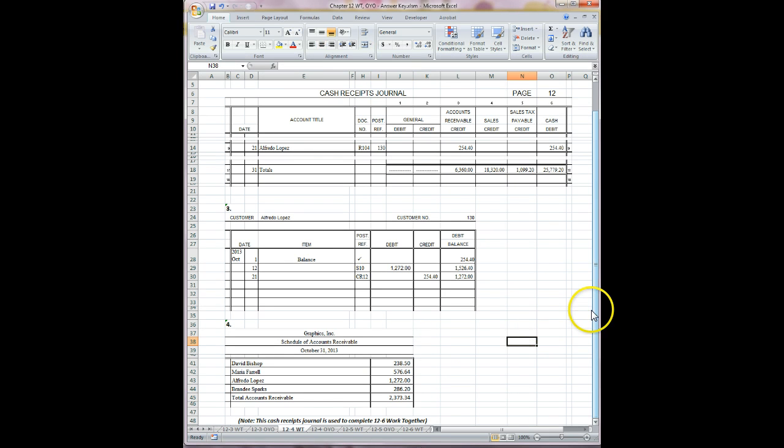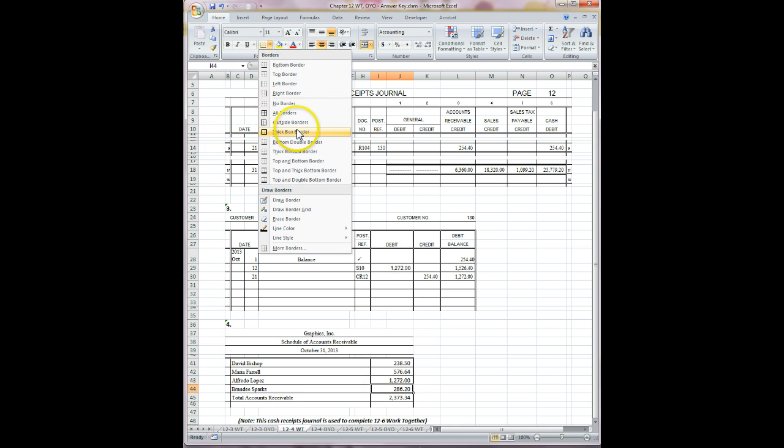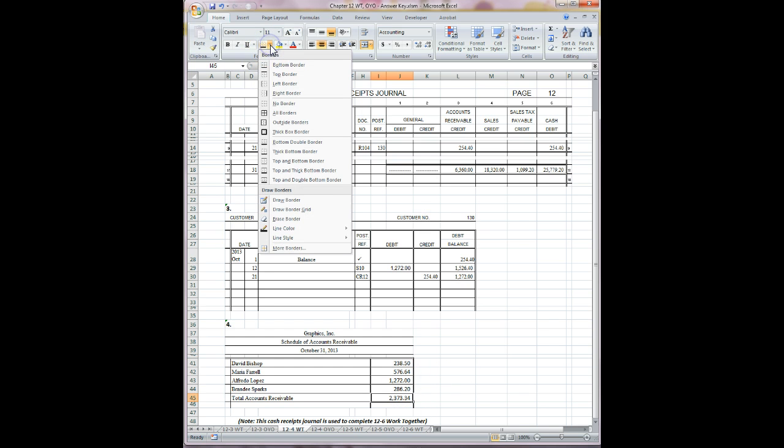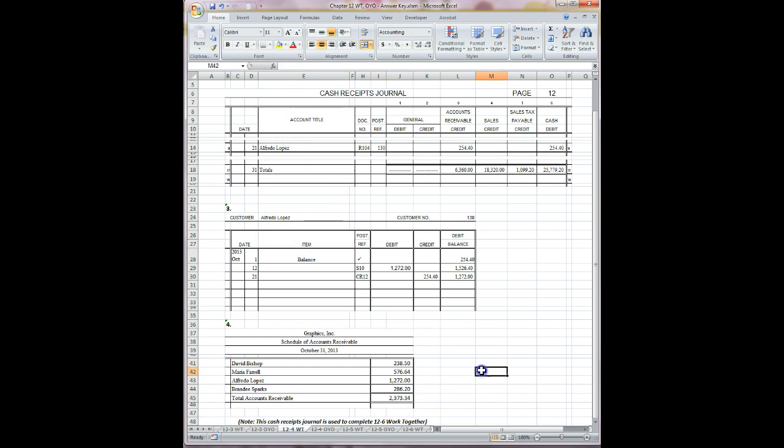But we're not quite finished, right? We still have one more thing to do, and that's called our rulings. So we can come up here, click this one, do thick bottom border, come down here to this one, do our bottom double border. And so our rulings are done. It tells us it's correct. And now it looks like 12-4 work together is officially complete.